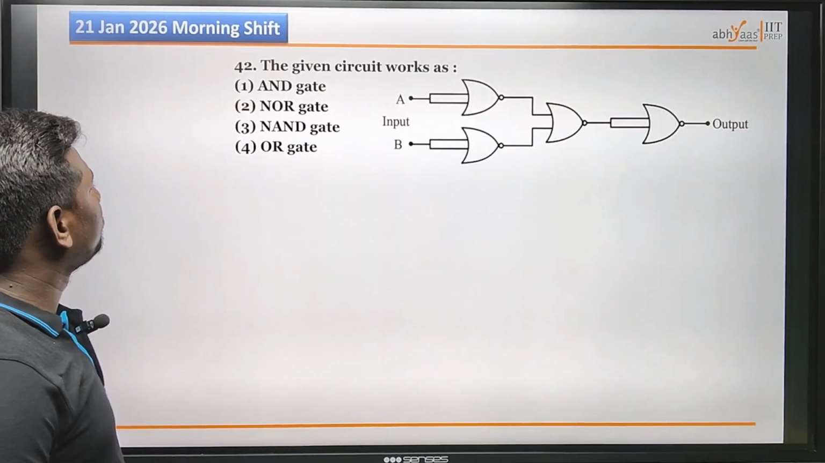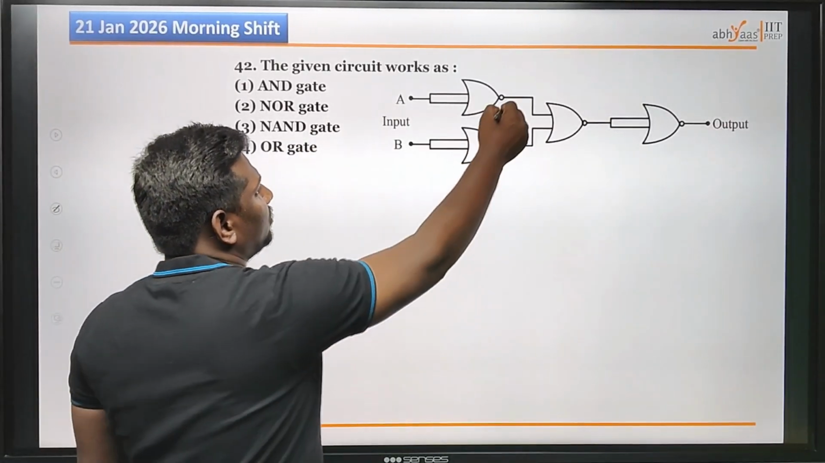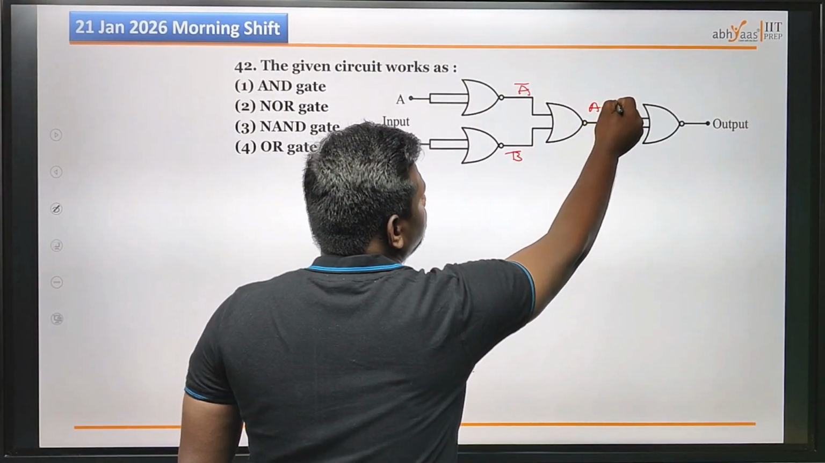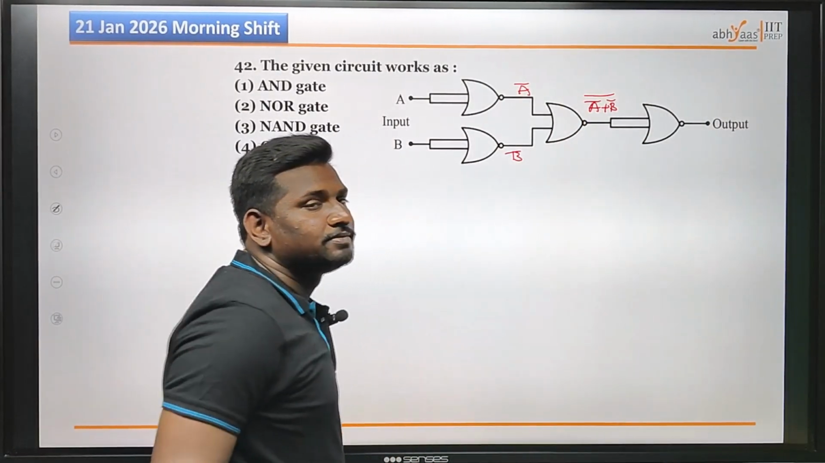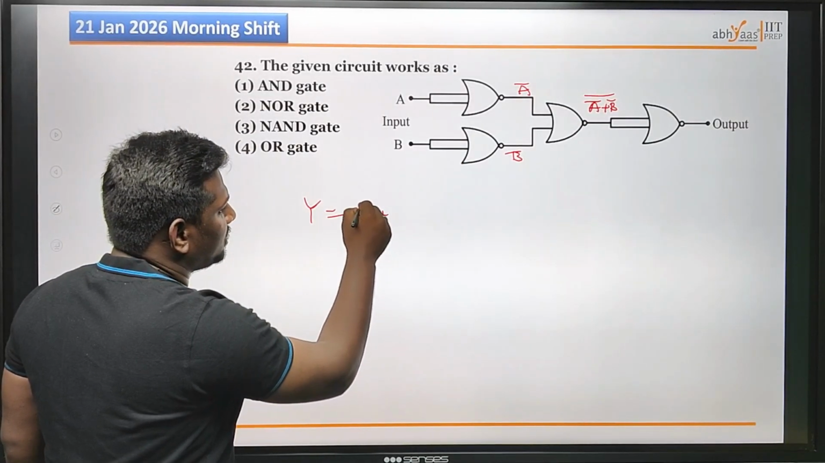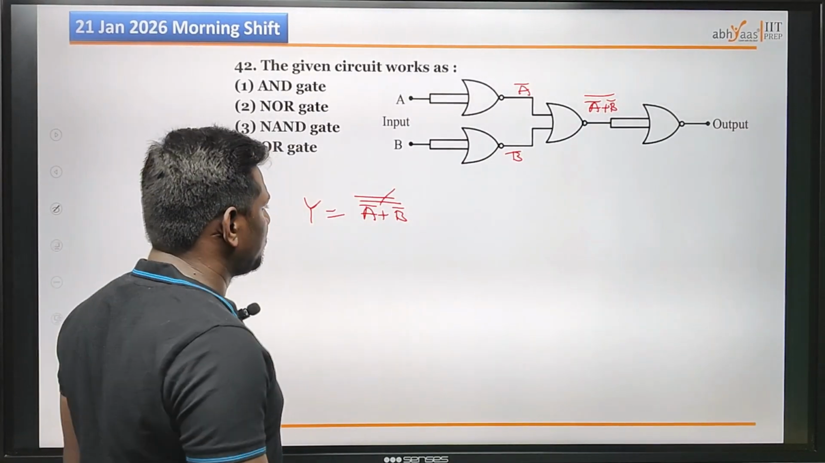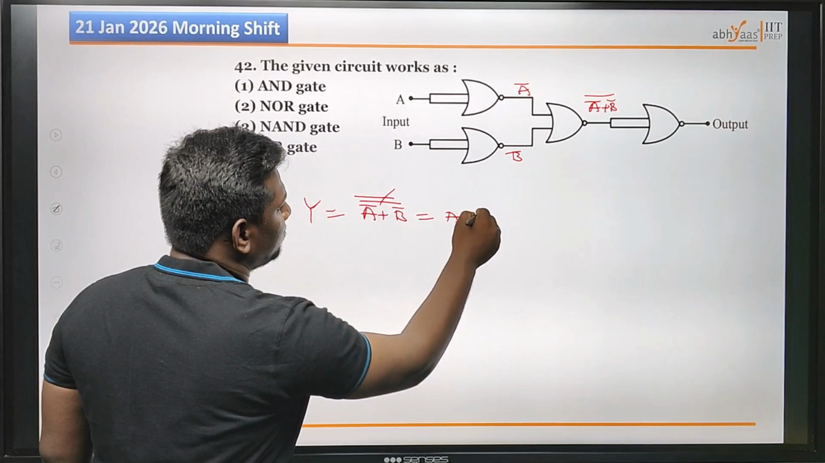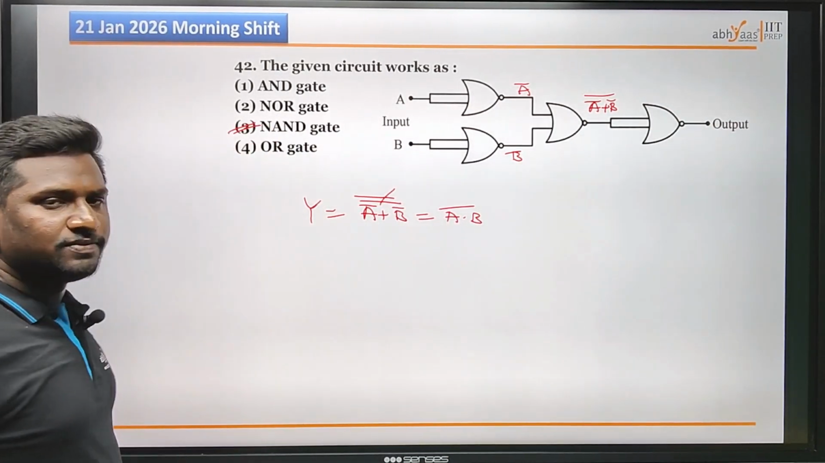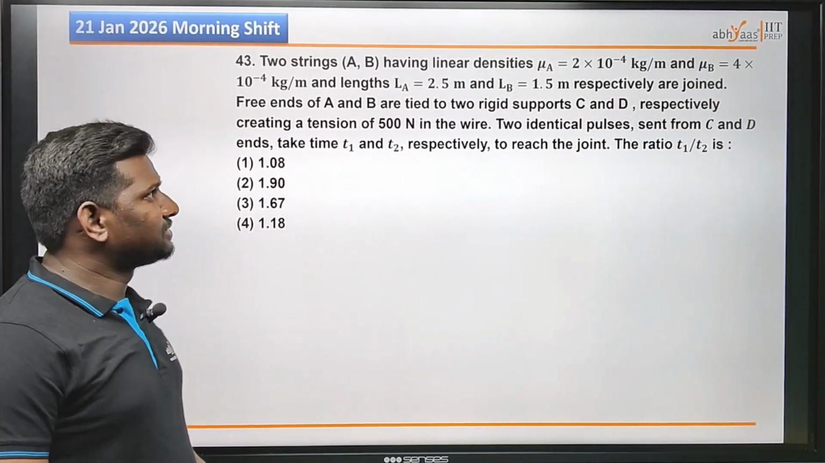So next one, see here, question 42. The given circuit works as what? So A bar, B bar. So A bar plus B bar whole bar at output Y equals A bar, B bar, whole bar, whole bar. You can cancel these two inverses. So after this one, this is the condition for the NAND gate. Condition for the NAND gate. Very, very simple question from semiconductor devices.